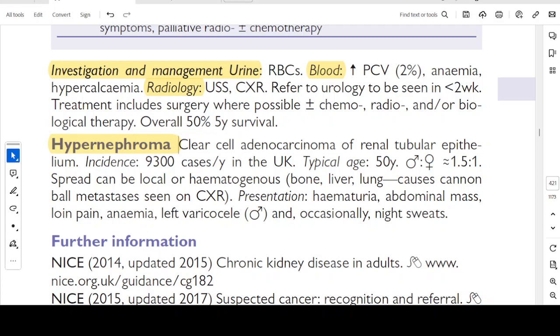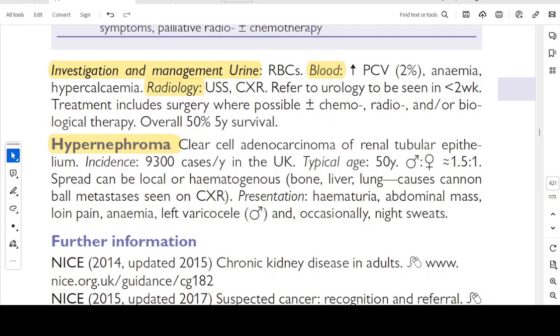Hypernephroma, clear cell adenocarcinoma of the renal tubular epithelium. Incidence is 9,300 cases per year. This is less than bladder cancer but almost equivalent; that one is 11,000. Typical age 50 years. Males more than females, 1.5 to 1.